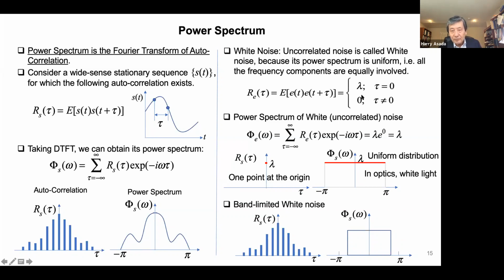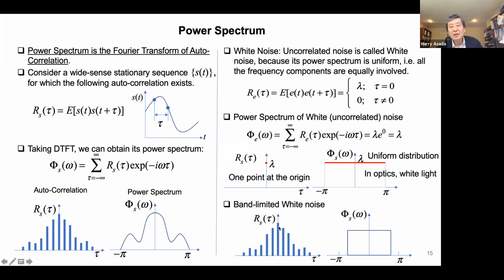And then we substitute this into this power spectrum. Let's look at this. This R(tau) takes a non-zero value only when tau equals zero. Tau taking other values is just zero. So we don't care about this summation, only tau equals zero. So that's lambda, times e to the power of zero, which is 1. So that's lambda, a constant throughout omega. Of course, this is the special case of totally uncorrelated white signals.